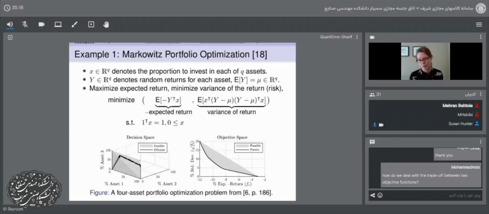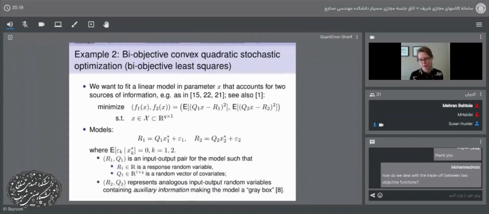Another example, which is one that will be with us for a little while throughout the talk, is biobjective convex quadratic stochastic optimization, but really I've formulated it as a biobjective least squares problem. So if we want to fit a linear model, we have a parameter x, so the model is linear in the parameters. And suppose that we have two sources of information. One source of information might be some real-world experiment that we ran, or we have real-world data on a system, but we can also get extra information about that system through a laboratory experiment.